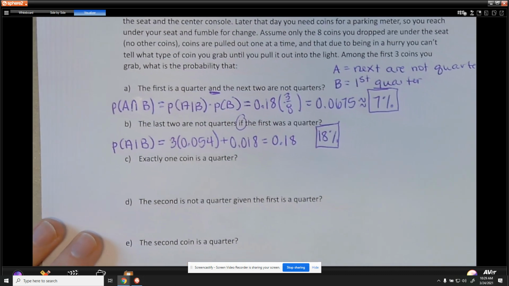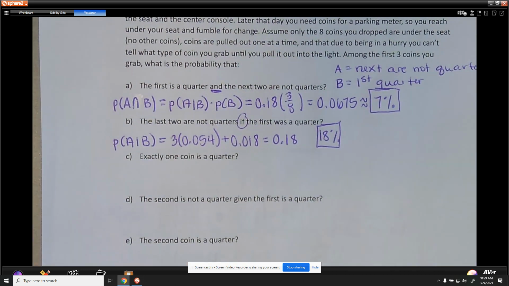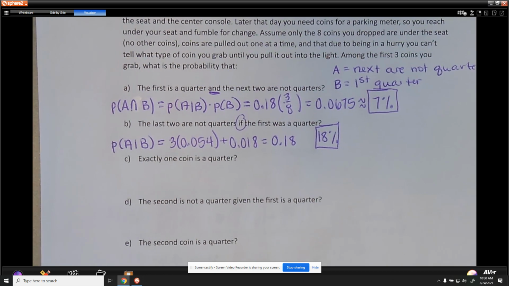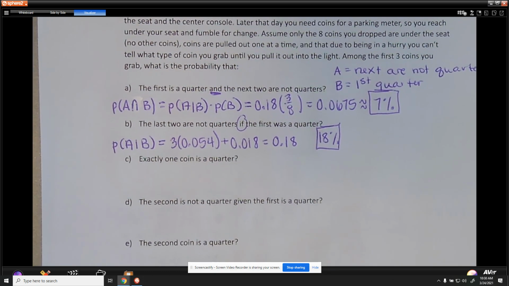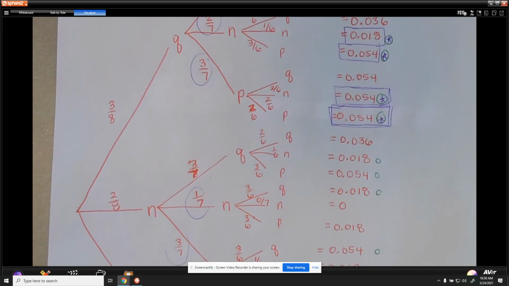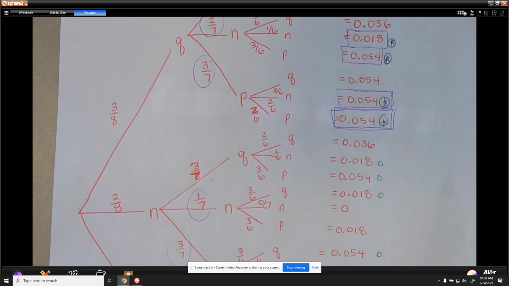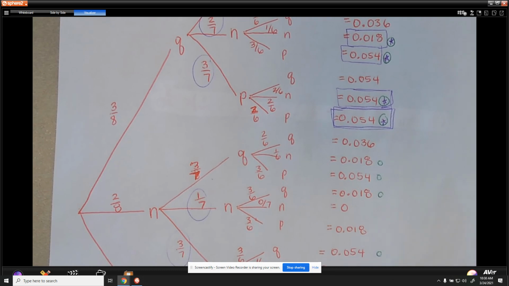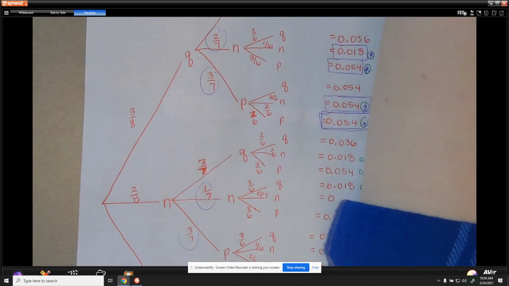Okay, cool. Then we want the probability of exactly one coin being a quarter. All right, so I'm going to go through my tree diagram and look at how many combinations I have with only one quarter. So I've got all these combinations. I've got 18 possible combinations. That's our fundamental principle of counting, right?